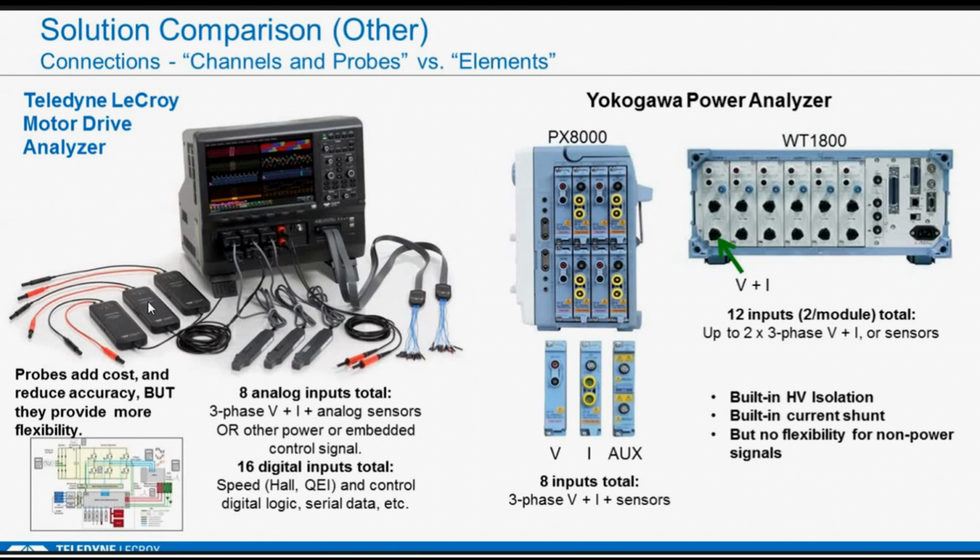Our solution here, we need probes. They do add some cost. They do reduce accuracy a little bit, but they provide a lot more flexibility. If you're looking for premium gold standard accuracy, the power analyzer is better at that because they have input elements. If you're looking for pre-compliance accuracy on the power side, then the motor drive analyzer is more than sufficient for that. And it gives you more flexibility.